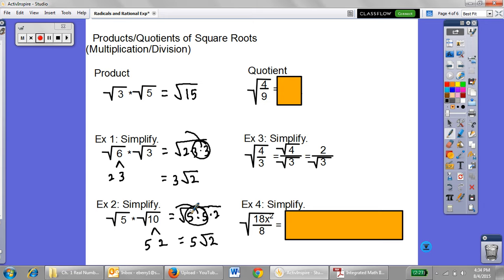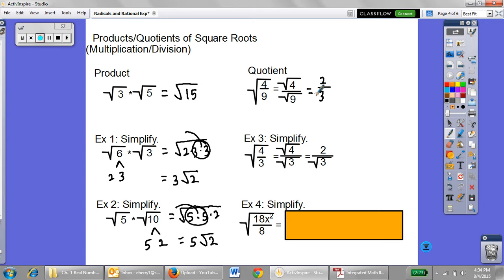Now for the quotient, we're going to take the square root of the numerator and the square root of the denominator. So you can write it like this. The square root of 4 divided by the square root of 9. The square root of 4 is 2. The square root of 9 is 3. And this is the final answer.